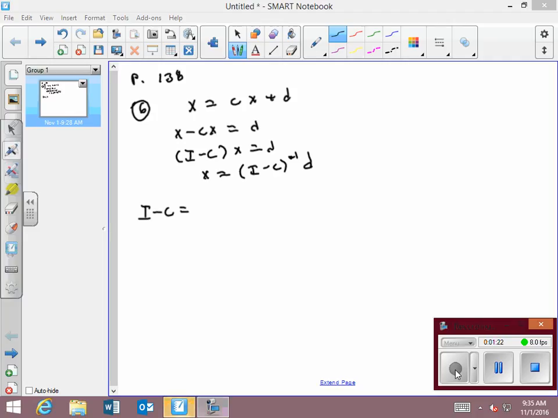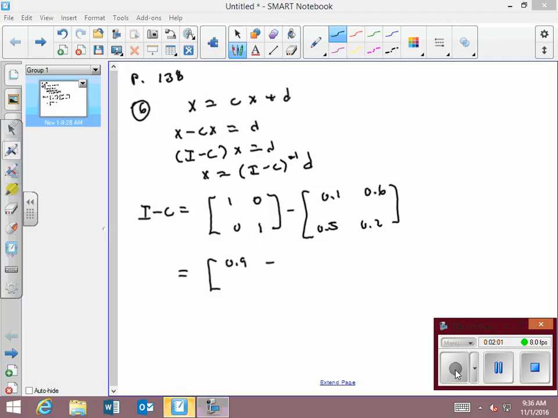And that's the matrix I, and this is a 2 by 2, so it's 1, 0, 0, 1, and then subtract that C matrix, and the C matrix is... so then this is 0.9, and then subtract, and minus 0.5, and then this is 0.8.